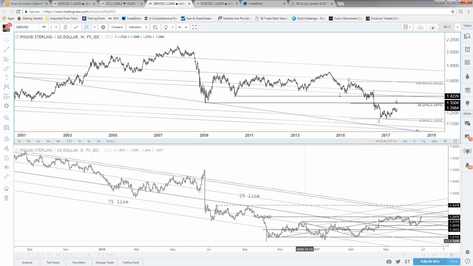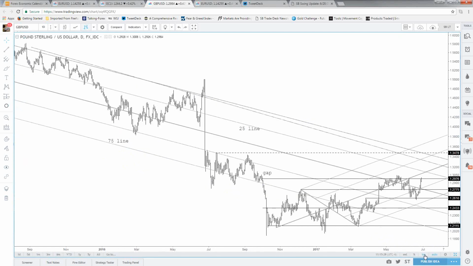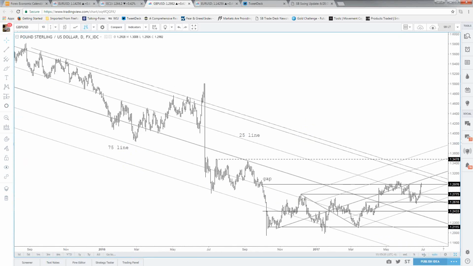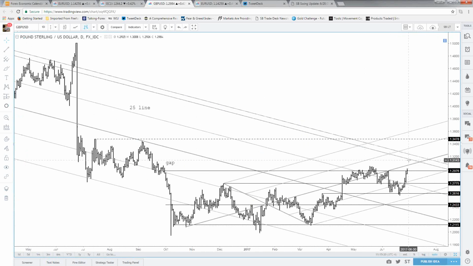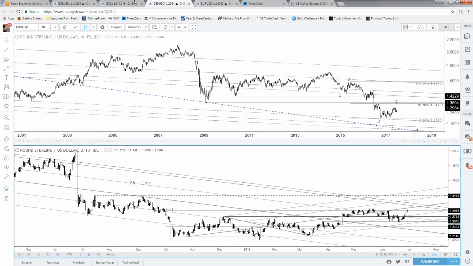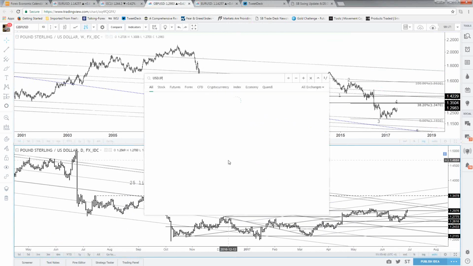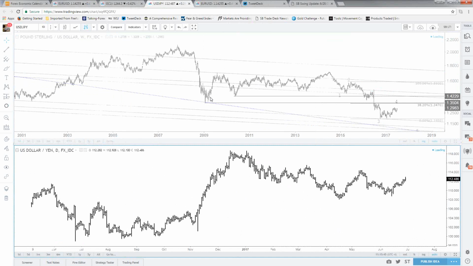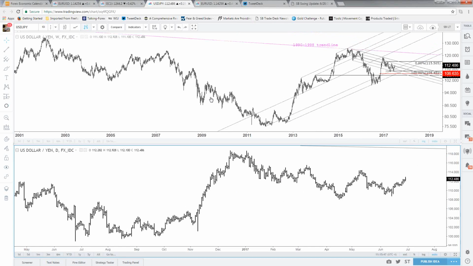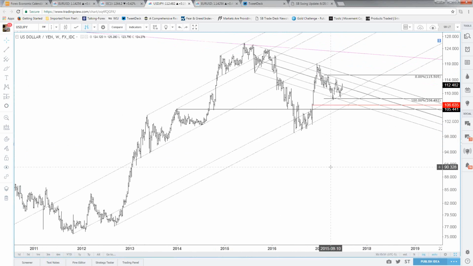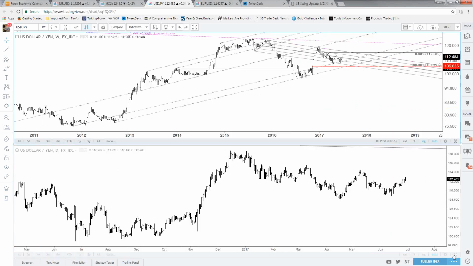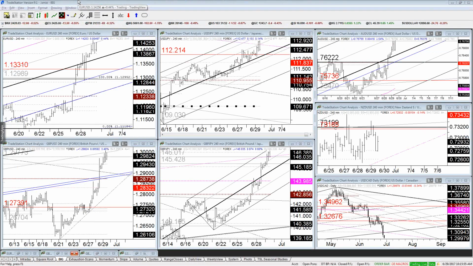But we'll follow the daily slope to really get us in and out of these things. Yeah, trend line up at 132 and change. Yeah, nothing too extraordinary there. All right, we'll move on.